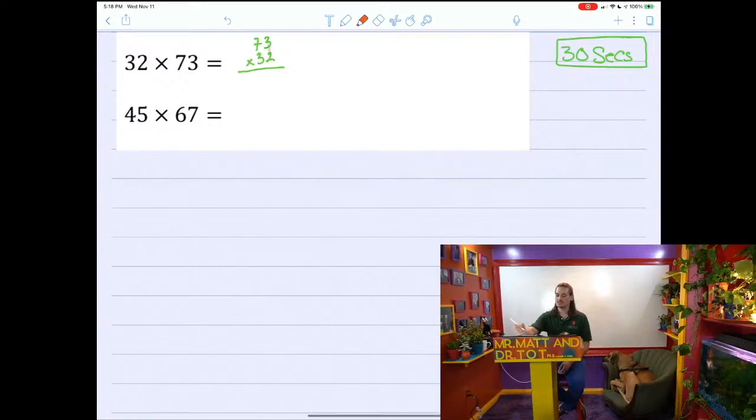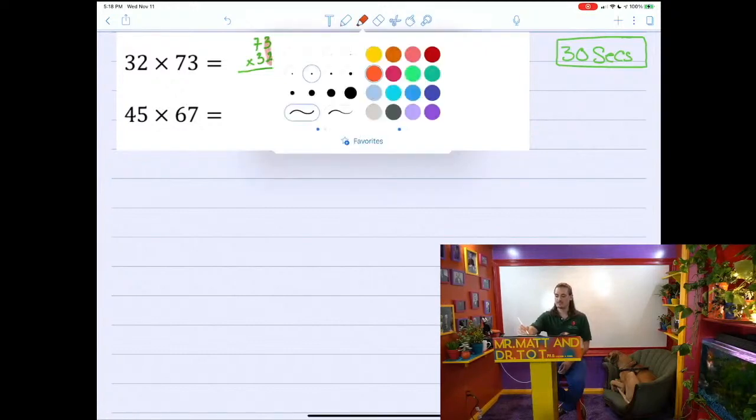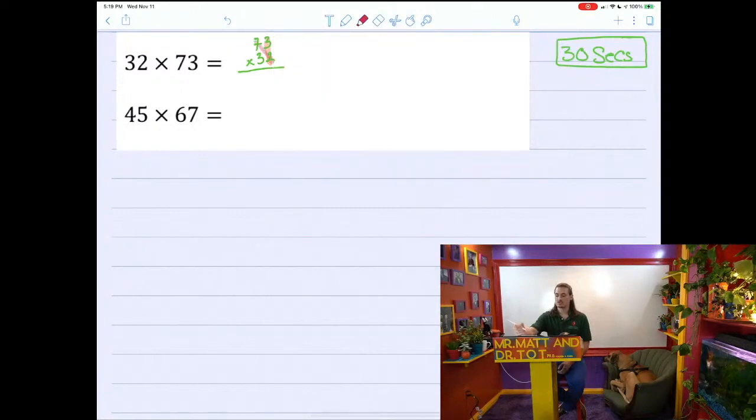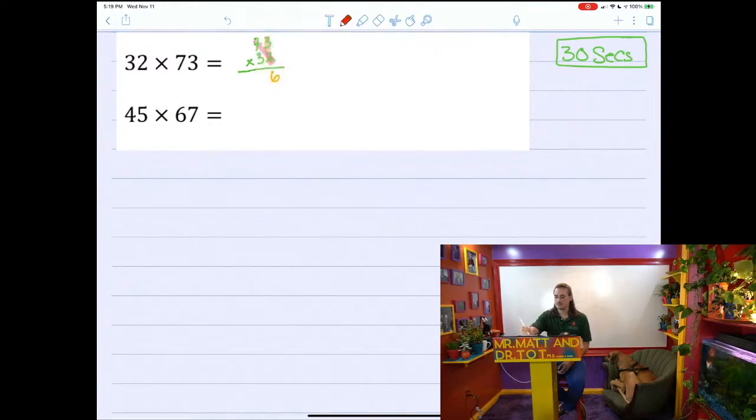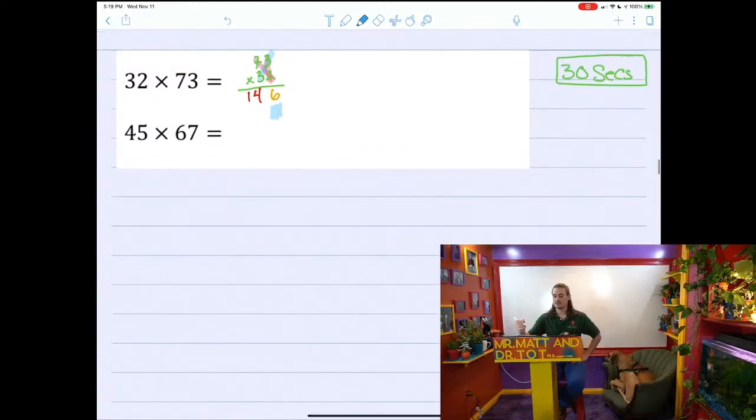We're going to have the bottom ones digit and the top two digits. So in orange, we're going to have 2 times 3 is 6, 2 times 7 is 14. But I don't have anything to regroup, so I'm just going to write out. I don't have another digit to regroup into, so I just write out the 14. Now I'm going to have to put a placeholder 0 before I multiply the 3 times the 3.